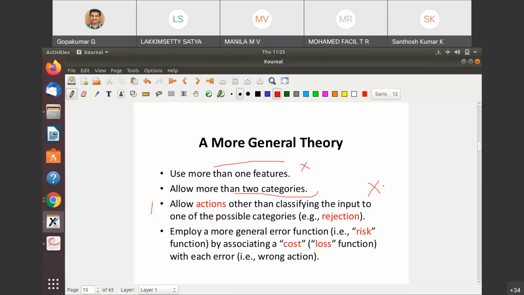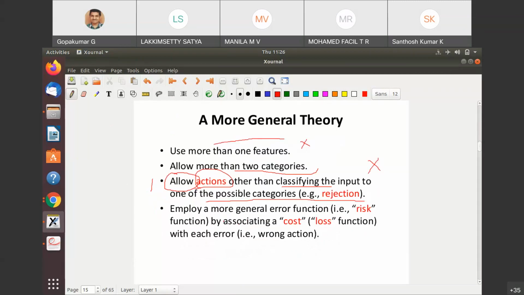So we can allow actions other than just classifying. That means we can go for a rejection also, meaning it does not belong to a particular class. In that way we can have a neutral decision also. So there are other actions we can attach to our classification result, which were not discussed so far. We will see that later.